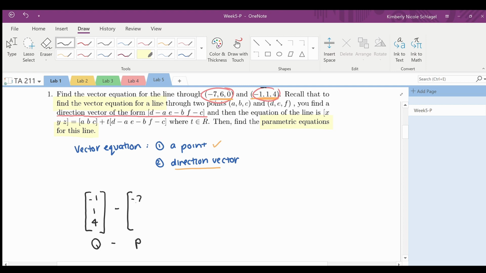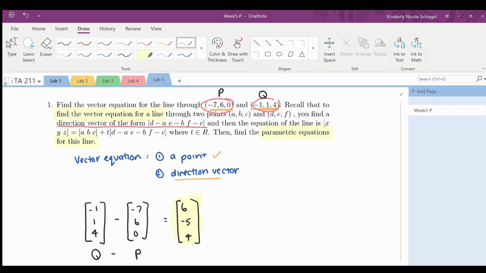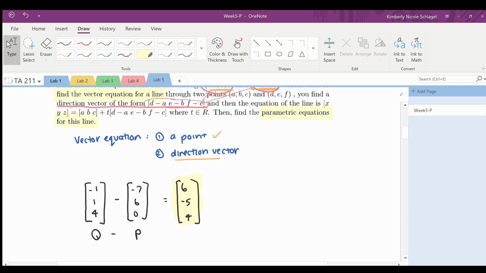And so we're going -7, 6, 0. And if we subtract these 2 points, we're going to get a direction, and it's going to be of the form 6, -5, and 4. So this guy right here that we just found, we found it using the formula that we're given, where we essentially subtract these points from each other. When we do that, we end up getting this vector right here, and this is our direction vector.